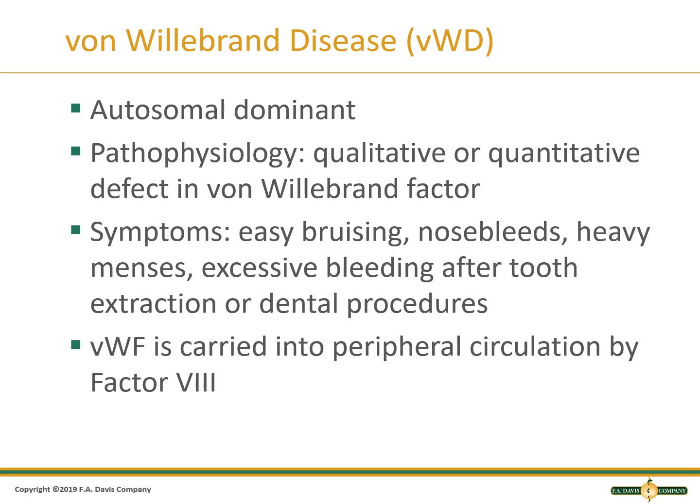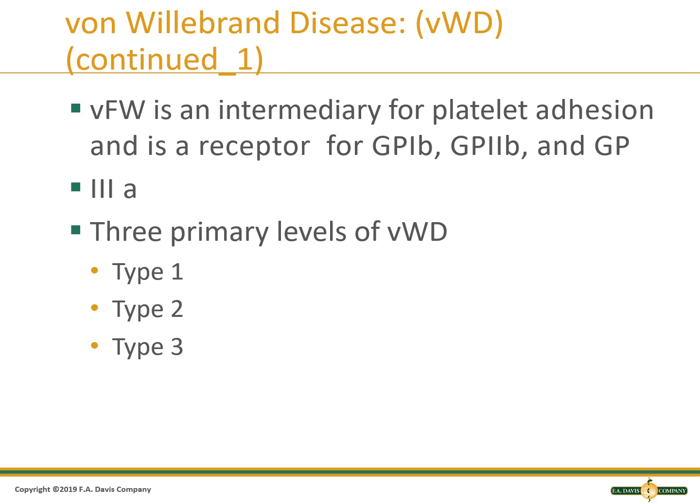With von Willebrand's disease, it is an autosomal dominant defect. The pathophysiology can be qualitative or quantitative as far as its defect in the von Willebrand factor. Symptoms include bruising easily, nosebleeds, heavy menses or heavy menstrual cycles, excessive bleeding after tooth extraction or any type of dental procedures. The von Willebrand factor is carried into peripheral circulation by factor VIII. The von Willebrand factor is an intermediator for platelet adhesion and is a receptor for GP1B, GP2B, and GP3A.